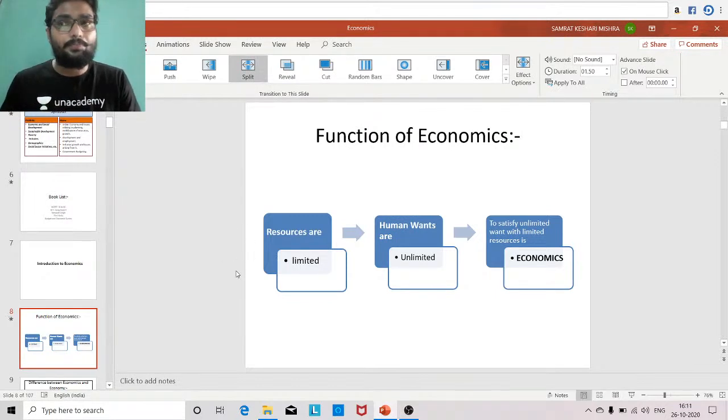The next is the resource. I discussed resources that can satisfy human wants, and resources can be of two types: natural resources and artificial resources. Natural resources are those which are available naturally or which are given to us naturally. For example, the atmosphere we have, the soil, the water, all these things are natural resources.